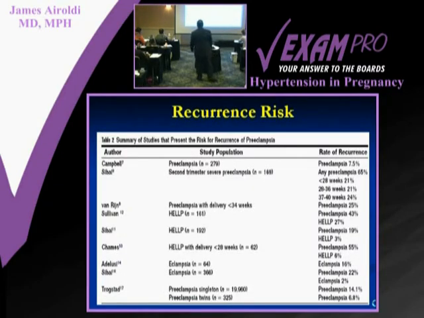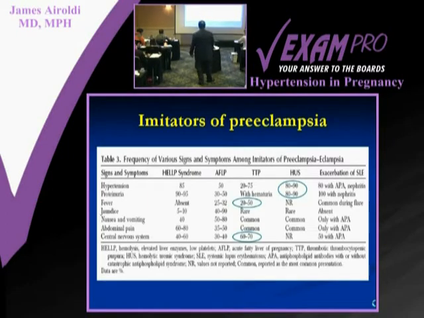The recurrence risks are stated. There is a recurrence risk, whether you had HELP, whether you have recurrent HELP or recurrent preeclampsia. It's all stated there. But know that if you had it in a prior pregnancy, it's a problem.